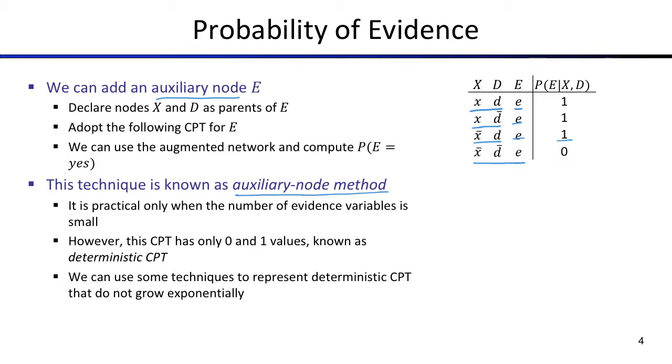So we can do that to make some more elaborate queries, and this technique will work well, particularly if the number of evidence variables is small. If you have a very large number of evidence variables, we need to use some techniques to represent this deterministic CPT in a compact way. There are a few of them, and we'll take a look at them later on.